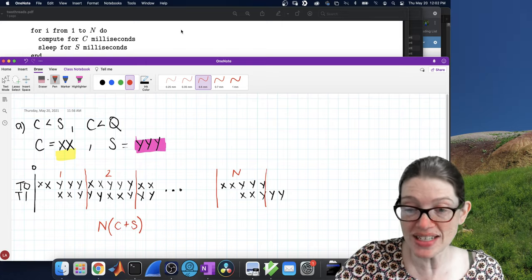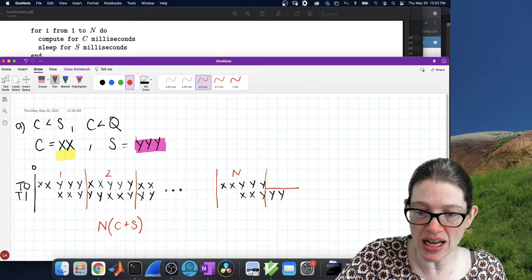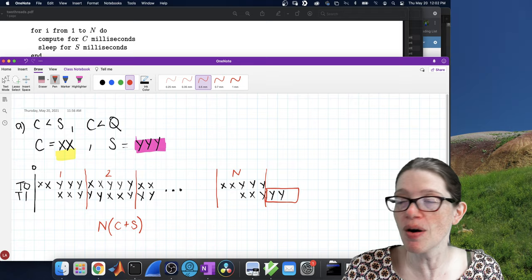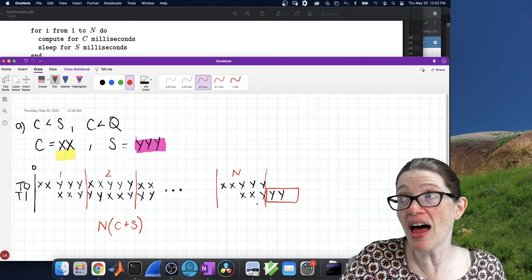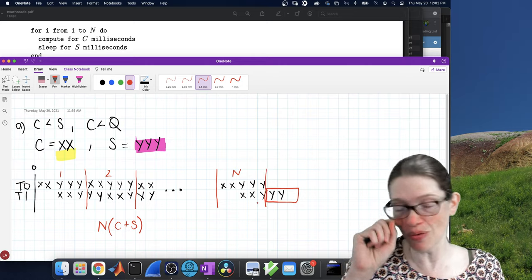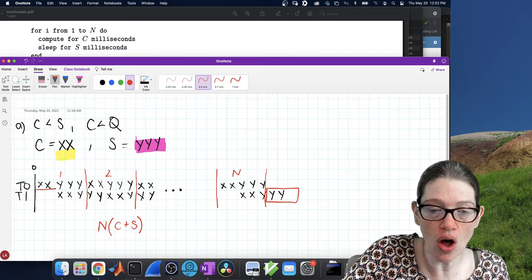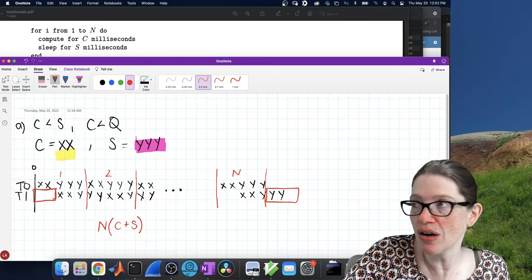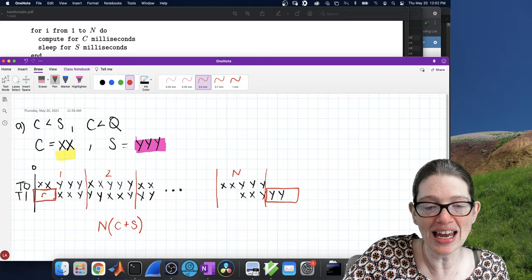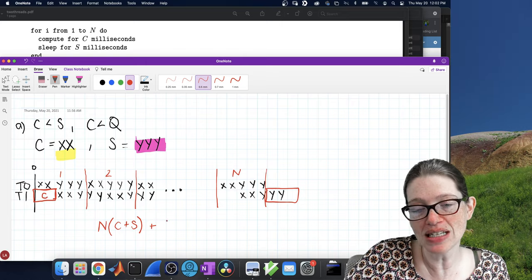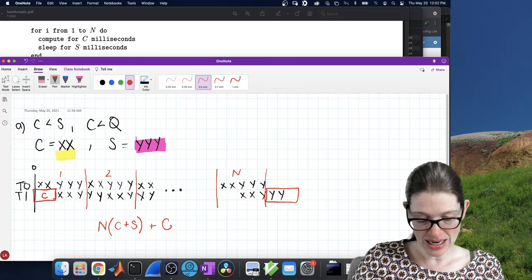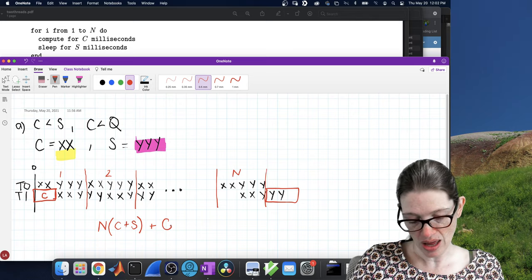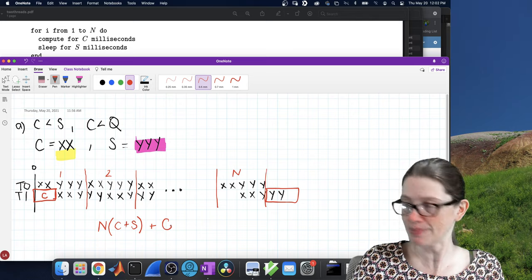Now we look at thread one, and we see that when thread zero is finished, there are some leftover bits from thread one. We need to know the length of that. Since this is just an offset from thread zero, what was the computation offset? What was the amount of time that elapsed between when thread zero started running and thread one started running? That has length C. And so you get n times C plus S, plus C. That will be how long it takes for both of these threads to finish running this piece of code n times. Pretty cool, right?